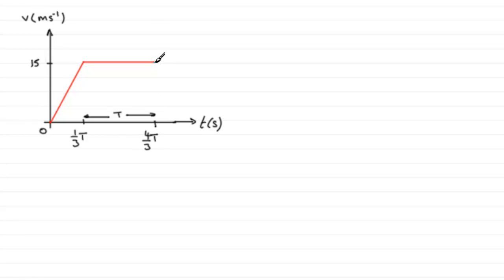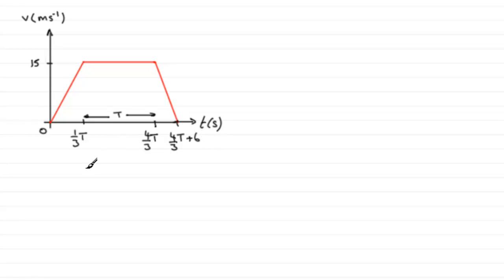Now when it gets to this point, we're told that it decelerates at a constant rate of 2.5 meters per second squared. And in the previous part we found out that it took 6 seconds before it came to rest. So therefore you've got a graph looking something like this. And we know that interval is 6 seconds, so as far as the time goes at this point here, it's going to be 4/3 t plus a further 6 seconds.